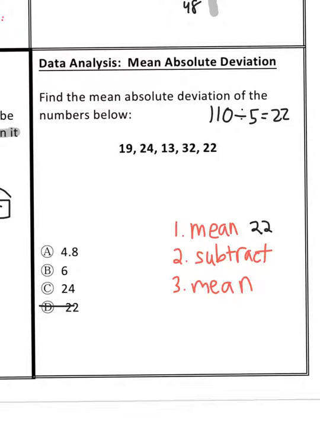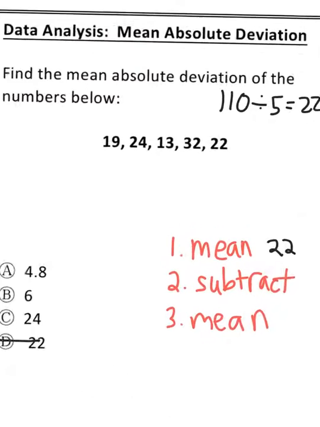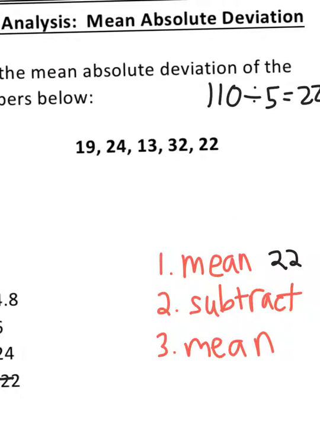Step 2, you must subtract 22 with each of these numbers in our list. So I'm going to start with 19. 22 minus 19 is 3. 24 minus 22 is 2. 22 minus 13 is 9. 32 minus 22 is 10. And 22 minus 22 is 0. And then I have to add those numbers up.